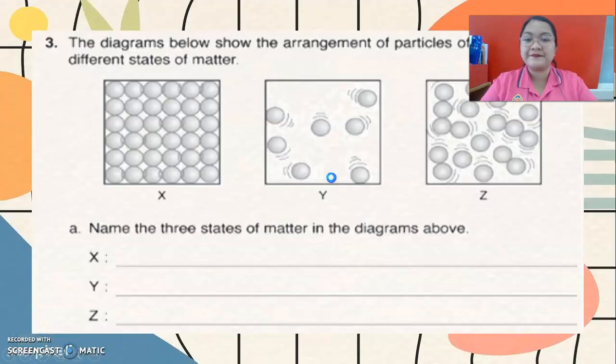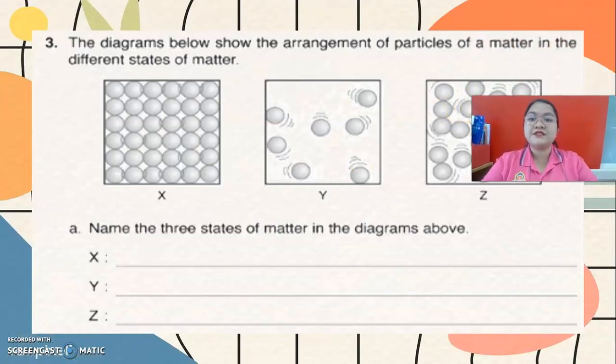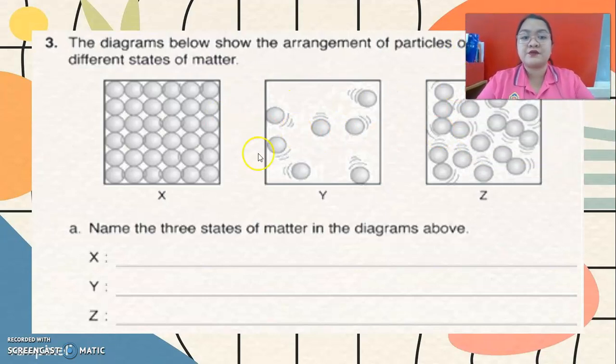Very good. And the last one, the diagram below shows the arrangement of particles of matter in the different states of matter. We have X, Y, and Z. X has closed particles, no space. Y has large spaces, and Z has small spaces. What state of matter is X, Y, and Z? Is it liquid, solid, or gas?